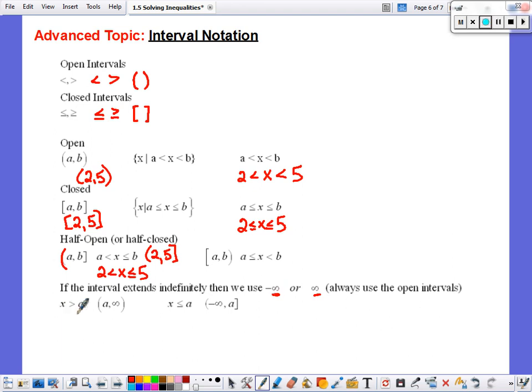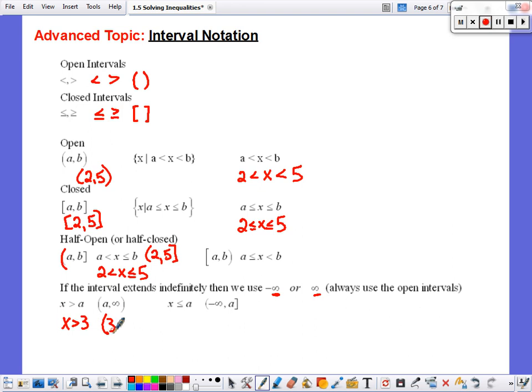So if I get a statement like this, x is greater than 3. Well, give me some solutions. 4, 5, 4.5, 7, 10, a million, a billion, a trillion. We could keep going. There is no end to it. So how do I write that in interval notation? Well, again, where do we start? Our starting point is 3.